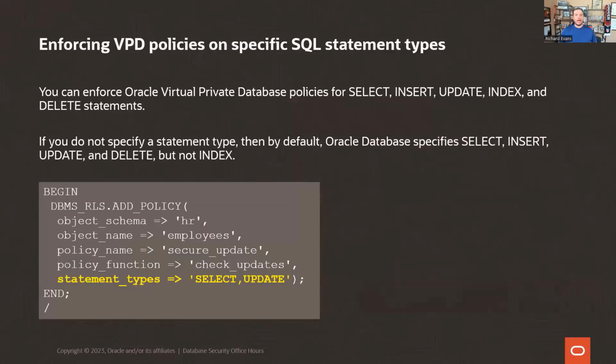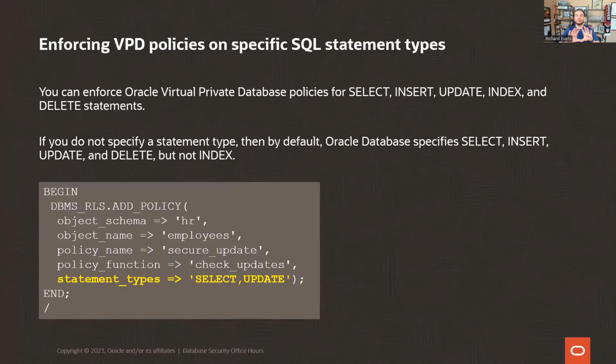Okay. So after we've created the function, then what we're going to do is use this DBMS_RLS API, this package, and we're going to add a policy. So in this scenario, we're going to add it to the HR employees table. We're going to add the policy name, just call it secure update. We can give it any name we want. And then that policy function that we created in the previous step, check updates, we're going to use that function. And we're going to do it for select statements and for update statements. That simple. Okay. We could choose insert, we could choose index, we could choose delete. But in this scenario, I just wanted to specify 2 of them that we could apply.